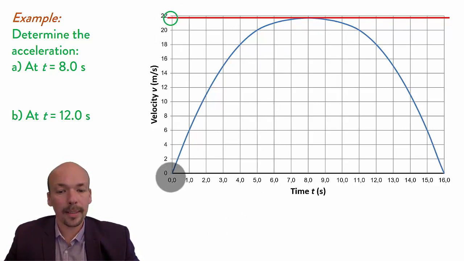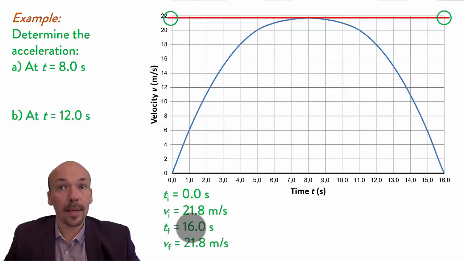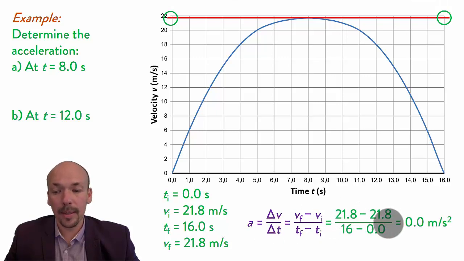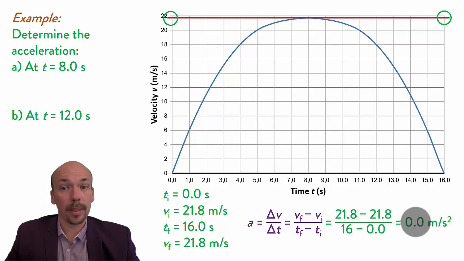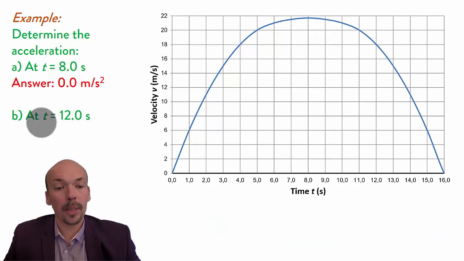So first we take this one at the initial time 0, and here we take this one at the final time 16. The velocity is around 21.8 meters per second here, and it's the same here. So although the time has changed, the velocity is the same. So if we now use this equation and we put our measurements in, then we see that the acceleration is actually 0.0 meters per second squared, because here we subtract 21.8 from 21.8. So there's no acceleration, and you can see that because the tangent line is going horizontally. So we put our answer in and we go to the next question.